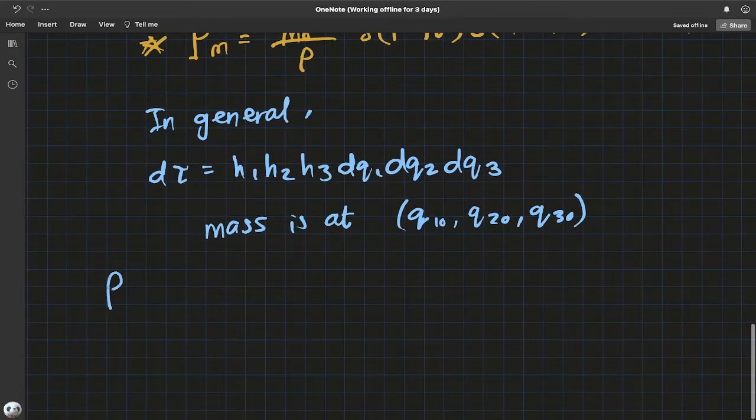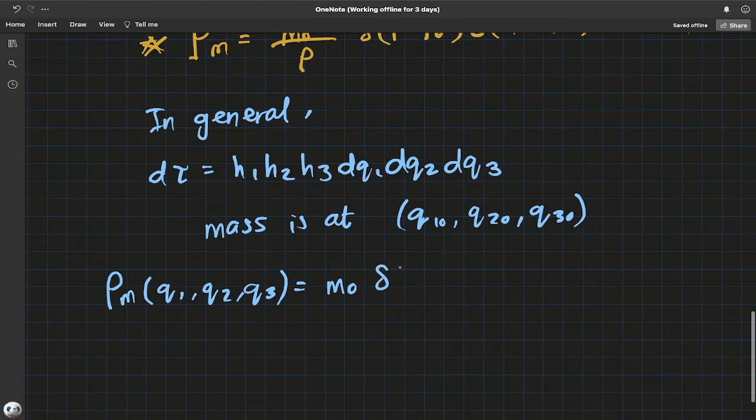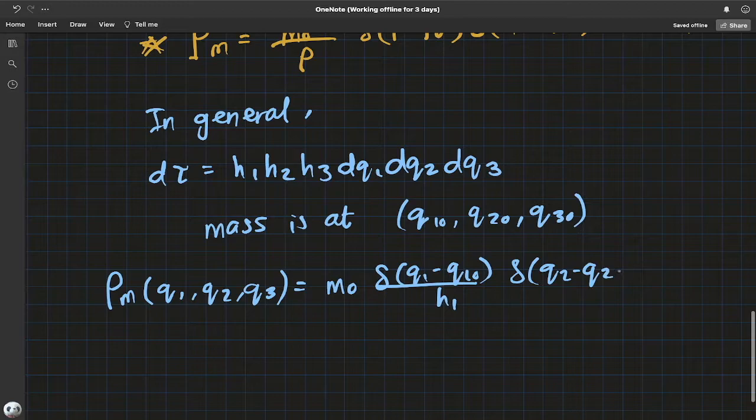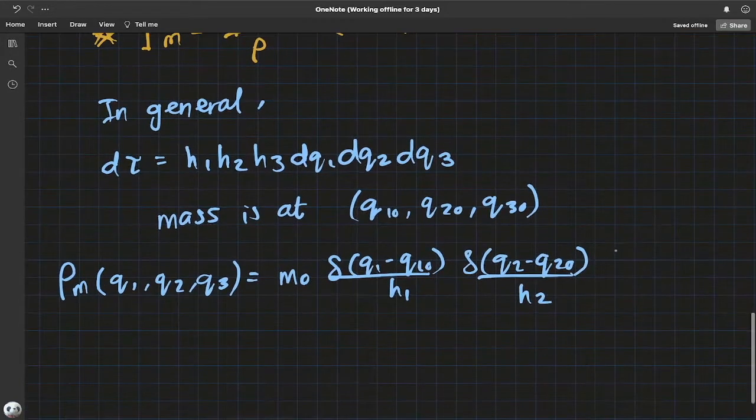So we have the density function in this new system to just be m naught, because the mass value was fixed, delta q1 minus q1 naught, over h1, delta q2 minus q2 naught, scaling factor h2, delta q3 minus q3 naught, scaling factor h3.